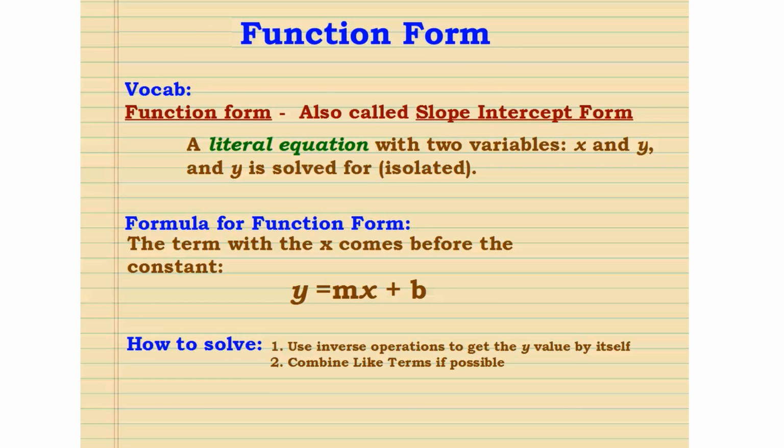Now let's look into function form. Function form is also called the slope-intercept form. It's a type of linear equation with two variables, x and y. And we always solve for y, which means y is isolated. The formula for function form is y is equal to mx plus b. m is going to be a number multiplied by x, plus b is going to be another number.